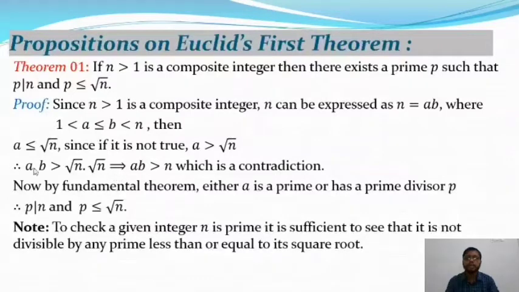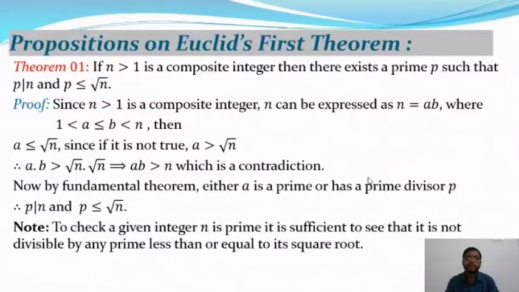Since a is greater than root n, b is also greater than root n, so the product a times b is greater than root n times root n. Therefore ab is greater than n, which is a contradiction, since n is a composite number equal to ab.